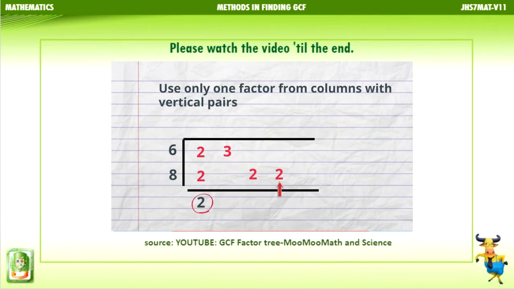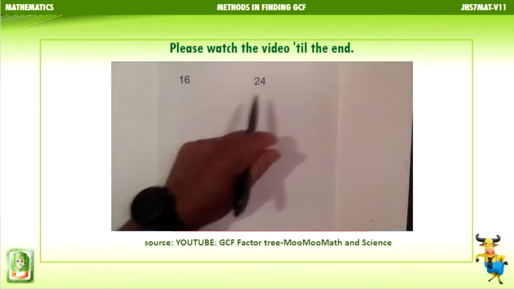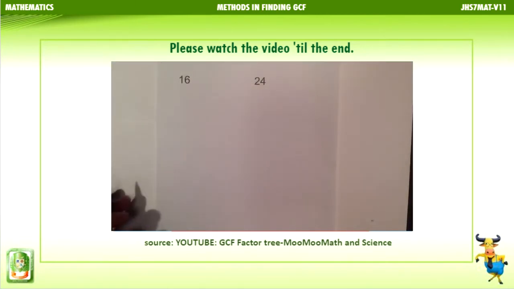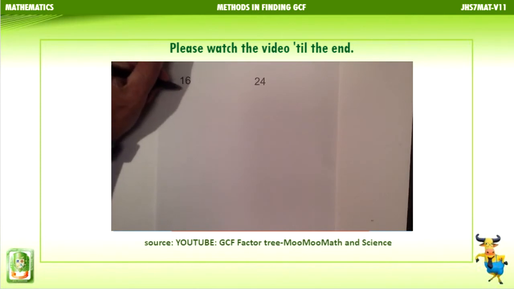I'll continue to work some examples, so hopefully you'll get a hang of using prime factorization in order to find the greatest common factor. Let's find the GCF of 16 and 24 using prime factorization. So the first thing I'm going to do is create a factor tree.